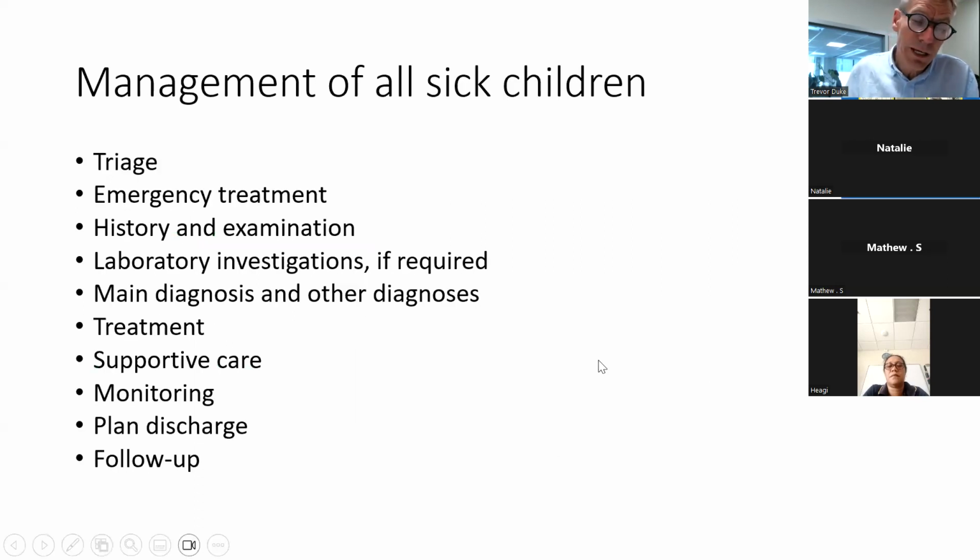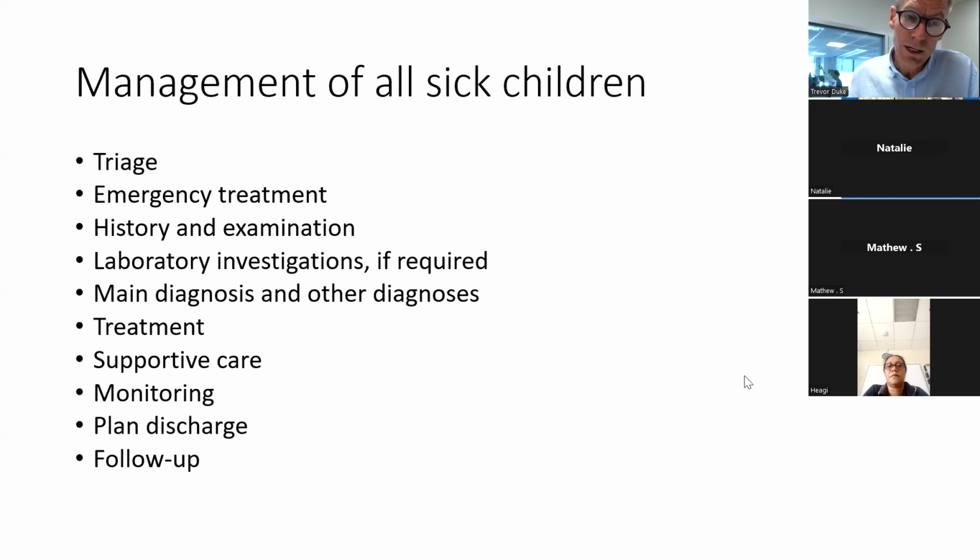The management of all sick children follows this sort of process, doesn't it? Triage and emergency treatment, and taking history and doing an examination, looking at laboratory investigations if required. We've gone through all of these with a child with failure to thrive. And then the main diagnosis and other diagnoses. So often children with failure to thrive will have more than one diagnosis. It won't just be failure to thrive. It might be failure to thrive with anemia, or failure to thrive with chronic diarrhea, or failure to thrive with possible immunodeficiency, whatever it is. And then providing treatment and supportive care and monitoring and discharge planning and follow-up.